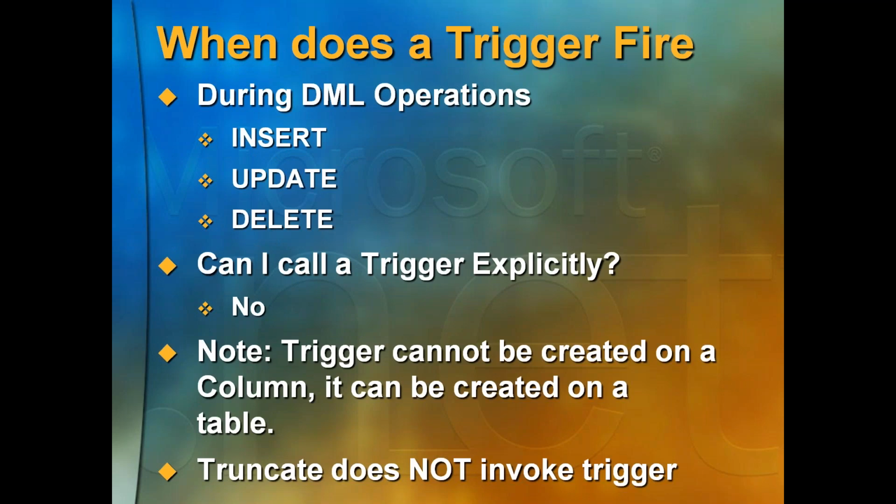So when the trigger is going to get fired, can we call the trigger explicitly? No. Can we call a view explicitly? Yes. Can we call a stored procedure explicitly? Yes. Can we call a function explicitly? Yes. But can we call a trigger explicitly? No. If you want to fire the trigger, either you insert the data, delete the data, or update the data in a table. A trigger cannot be created on a column, it can be created on a table. Truncate does not invoke a trigger. Truncate means deleting the data, right? So when the deletion is going on with the help of truncate, the trigger is not going to be invoked even though there is a trigger there.